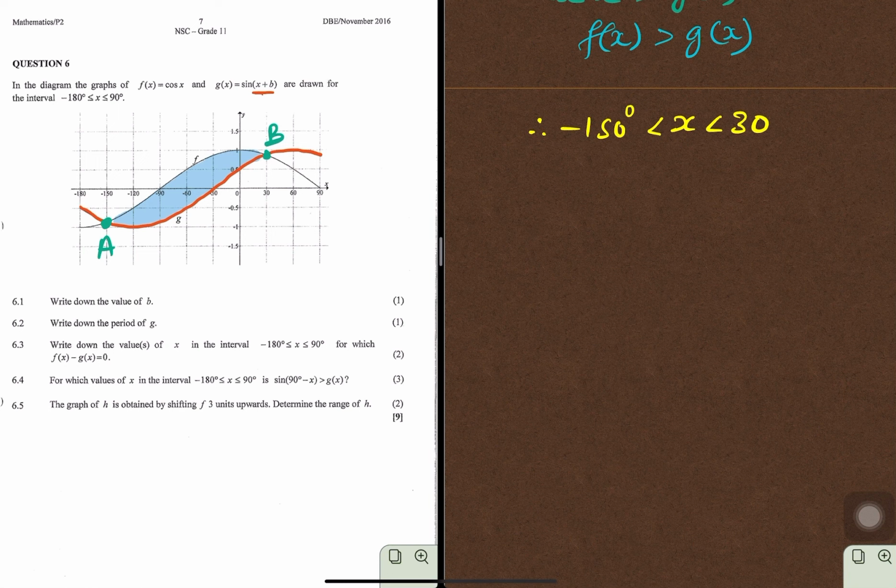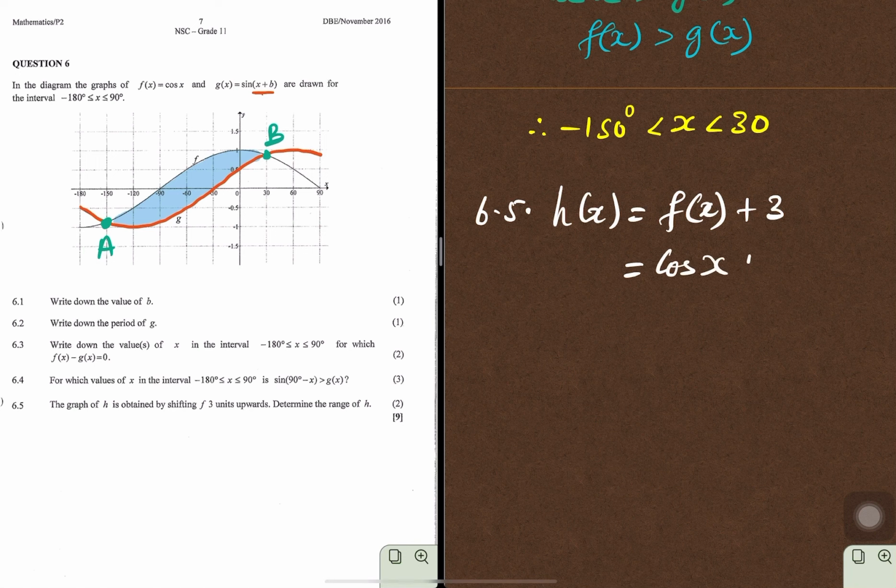Now the last question, this was too short. The graph of h is obtained by shifting f 3 units upwards. Determine the range of h. So now pay attention. The graph of h of x is obtained by shifting the graph of f. So what is f? We want to shift f 3 units upwards. I'm going to put a 3 for upwards, plus 3 is for upwards. But what is h? What is f? f is cos of x plus 3.